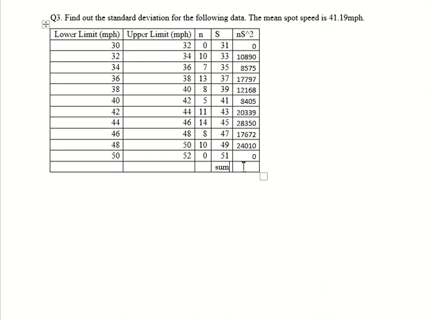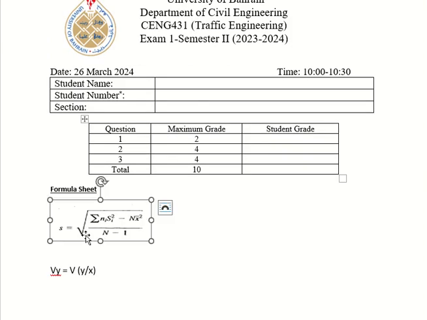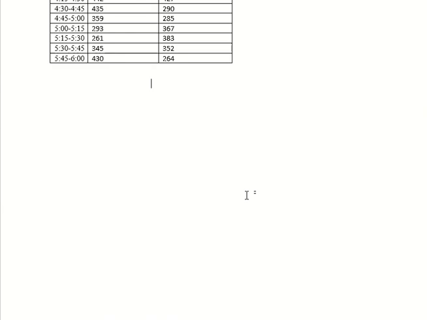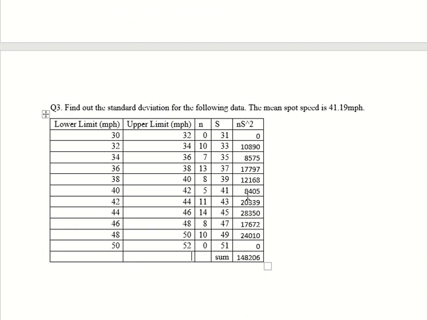In the end, in the equation, I will need the sum as well, sum of these values. So I'll do the sum now. So sum is 148206. Okay, now I'm going to use this equation. We take it from here, put it here for reference. I'm trying to calculate s here, small s.